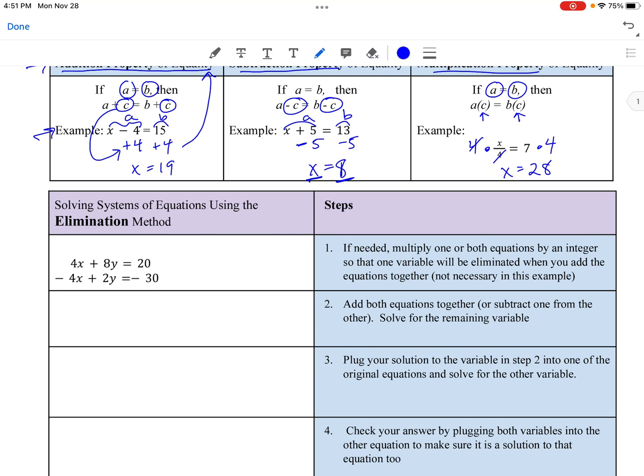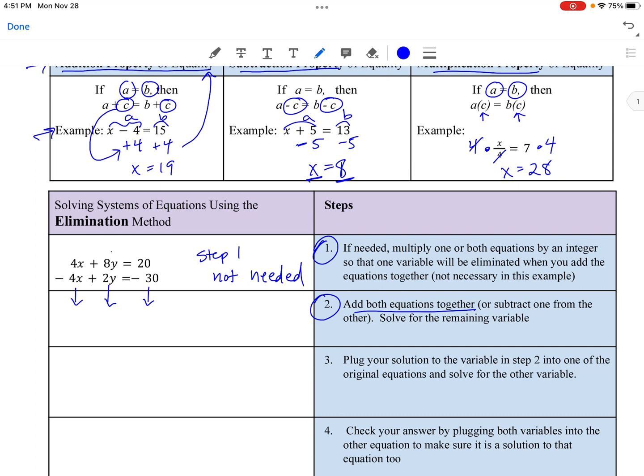The first step tells us that we might need to multiply one or both of these equations. We're going to hold off and do that on the next page. This particular example, we don't need to do step 1. So I'll just write here, step 1 not needed, and we'll see why in a little bit. Step 2 tells us to add both equations together. What that means is we're going to add the x's together, add the y's together, and add the integers together.